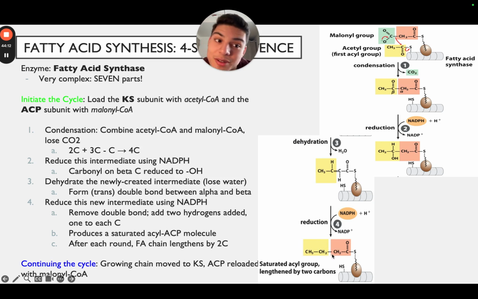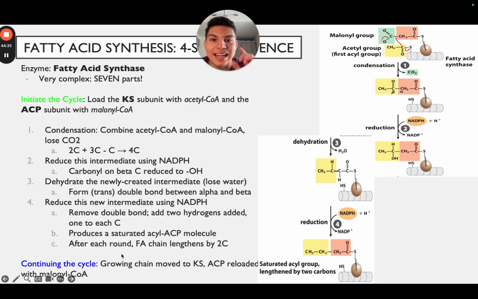Now we add another acetyl-CoA onto it as well. And the other acetyl-CoA is going to be attached, again, to the KS group right here, whereas the ACP subunit is going to retain that growing chain. So that's something to keep in mind. The ACP is the growing chain, and then the KS is bringing the incoming fatty acid monomers in there, so they can attach themselves. Something to keep in mind.